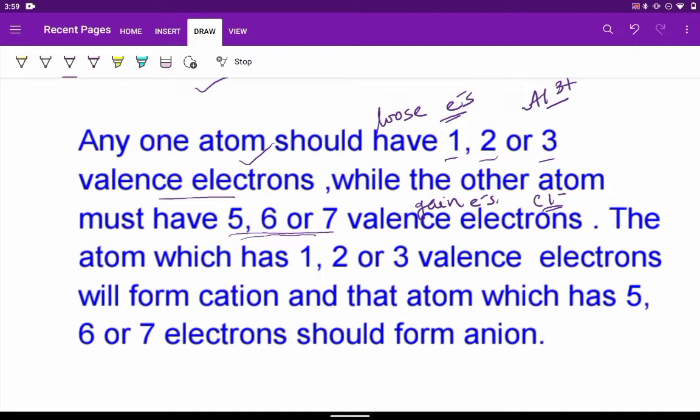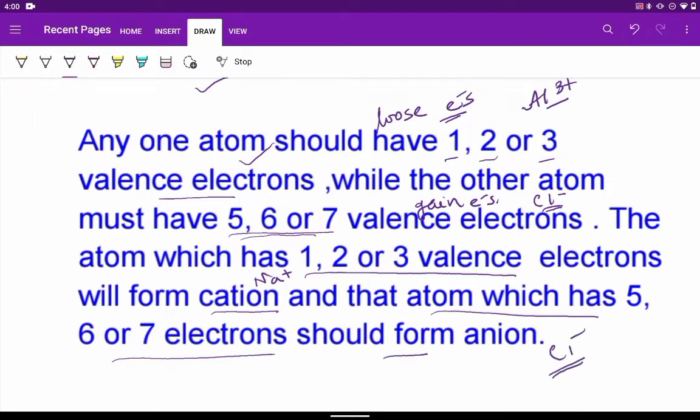So, we can conclude that any atom which is having 1, 2 or 3 valence electrons, they will be forming cation as we have seen in case of Al3+, otherwise Na+, and the atom which has either 5, 6 or 7 electrons can form anion as we have seen in Cl-, chloride anion.